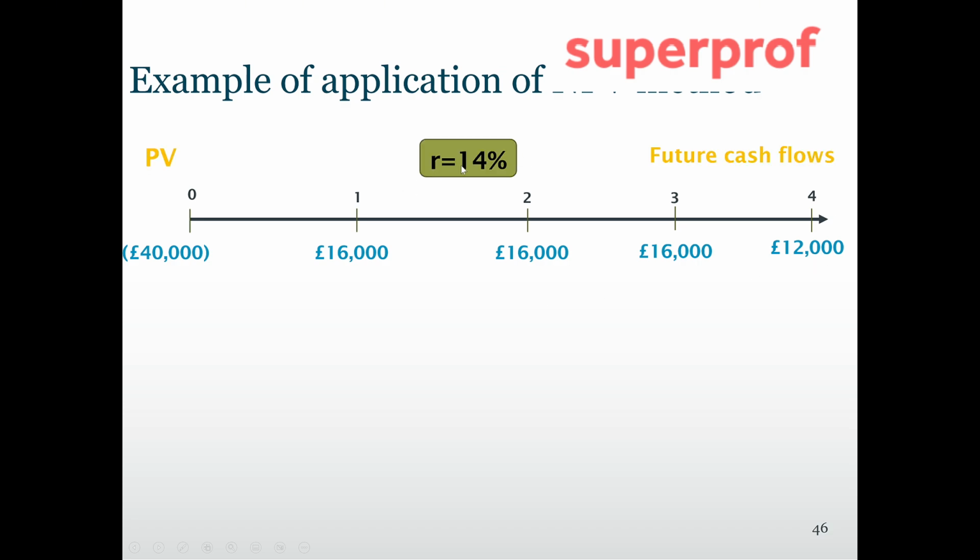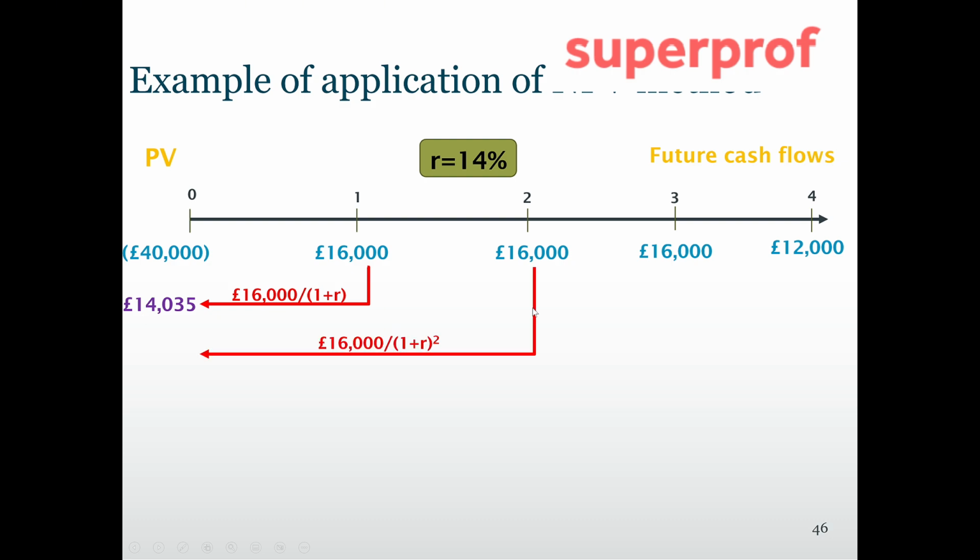The discount rate can also be called the required rate of return or hurdle rate, so it's 14%. First you discount year 1 cash flow into now. The present value of 16,000 is calculated like this, and the result is 14,000 something. Then for the second one, a more accurate method is to discount year 2 to year 1, then from year 1 to year 0, because from year 0 to year 1 and from year 1 to year 2, the discount rate is identical.